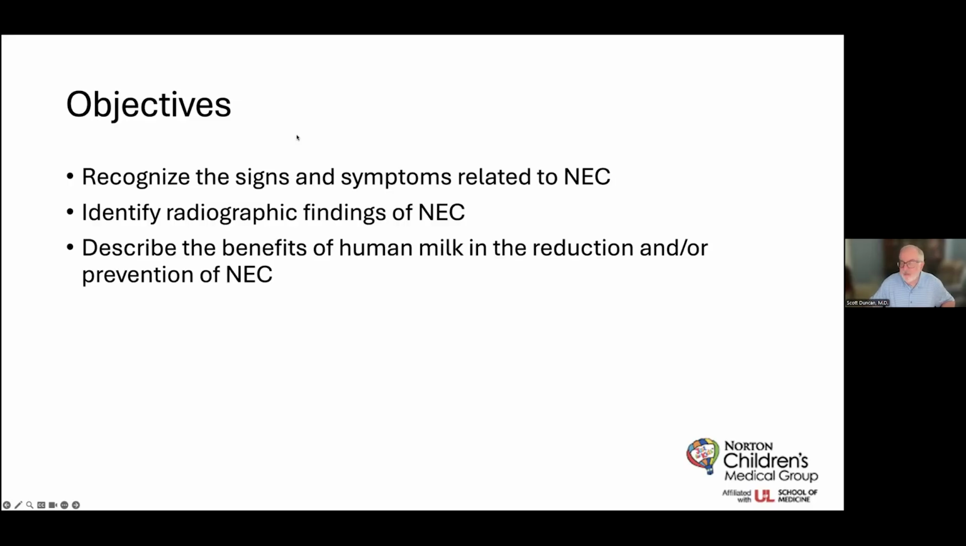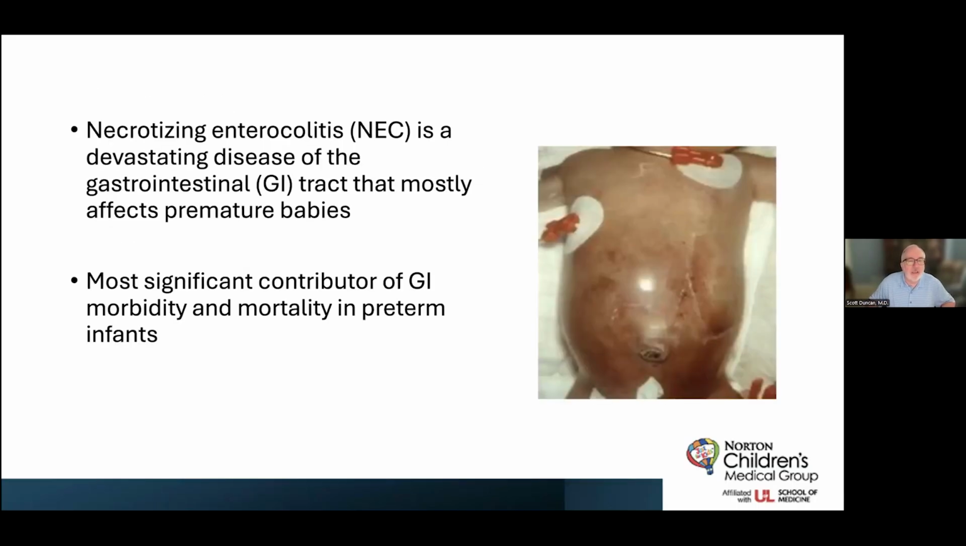And then here are the objectives that I have listed out: to recognize the signs and symptoms related to necrotizing enterocolitis, to be able to identify the radiographic findings of necrotizing enterocolitis, and to be able to describe the benefits of human milk in the reduction and or prevention of necrotizing enterocolitis. We're going to shift back and call this NEC just because it's easier to deal with.